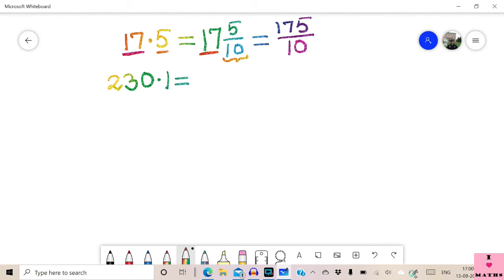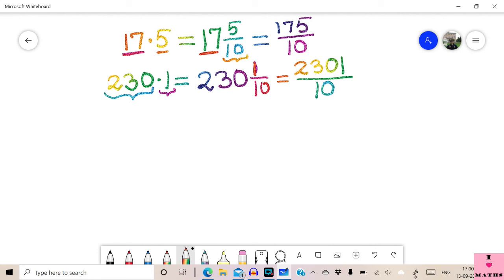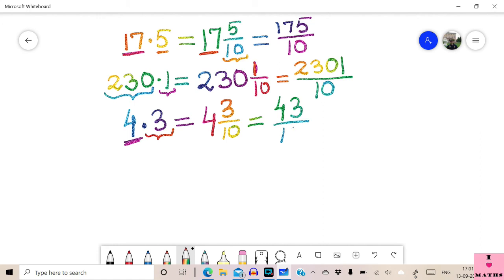Okay, let us change 230.1 into the fractional part. Now this is the whole number, so 230 will come as it is. This is the decimal part. This is 1 out of 10 equal parts because it is at the 10th place. Or we can also write it as 2301 upon 10. Same way, if we have 4.3, this is the whole number part, so we will write it as the whole number, and this is the decimal part which we will change to a fraction, 3 out of 10 equal parts. So we can also write this as 43 upon 10.